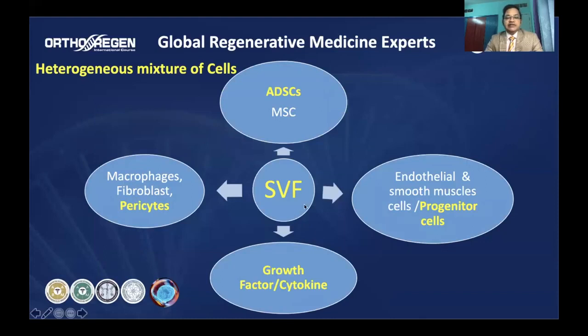So if we look at the SVF, it is a heterogeneous mixture of cells. It has adipose derived stem cells, mesenchymal cells, and pericytes, which are healing cells, and other cells which help in healing, like macrophages and fibroblasts. Then it has cells which promote angiogenesis, like endothelial cells, smooth muscle cells, and their progenitors. And of course, it has growth factors and cytokines. Because of the presence of stem cells, growth factors, cytokines, healing cells, and progenitor cells, SVF has been hailed as a promising treatment for different areas.